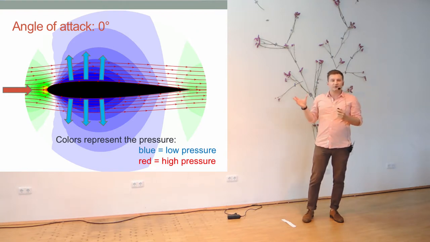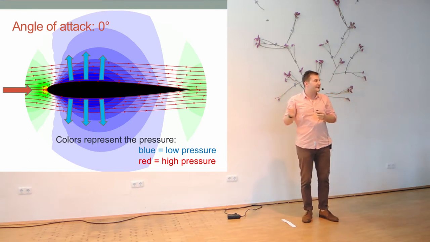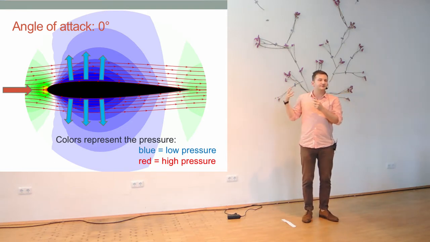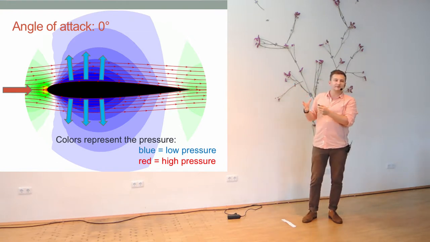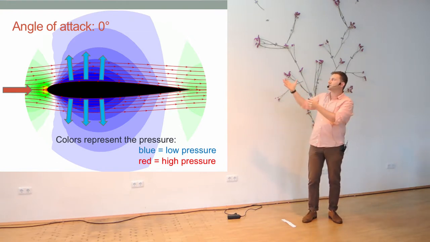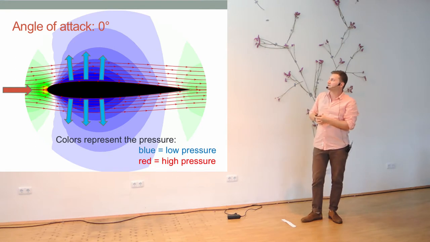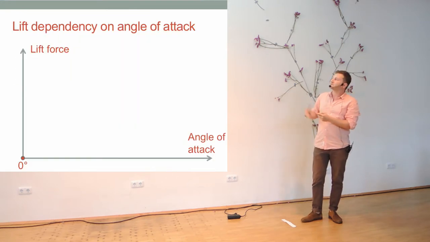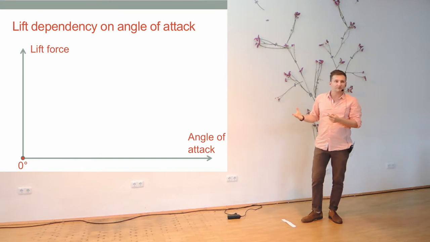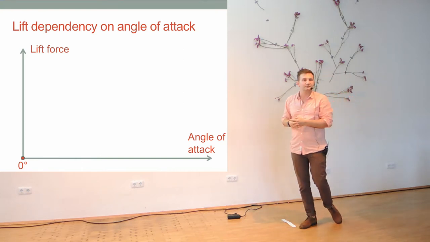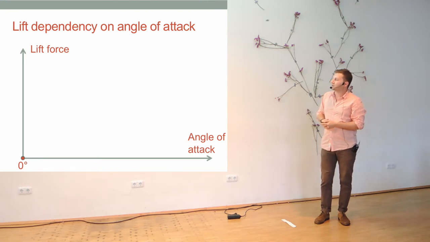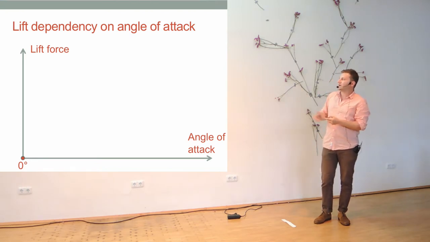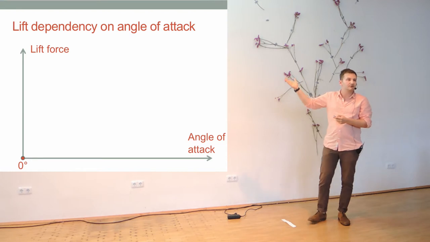But because our airfoil is symmetric and we don't have any angle of attack, these forces are equal, and the airfoil is in equilibrium and doesn't produce any lift in this situation. But let's look into a graph. So we are real scientists. We want to make a beautiful graph. So we put our angle of attack, it's zero, and our lift is also zero.